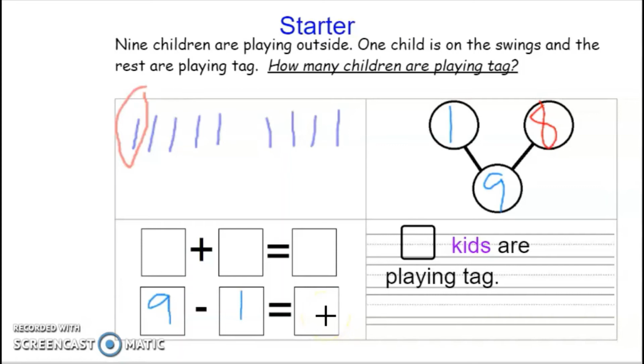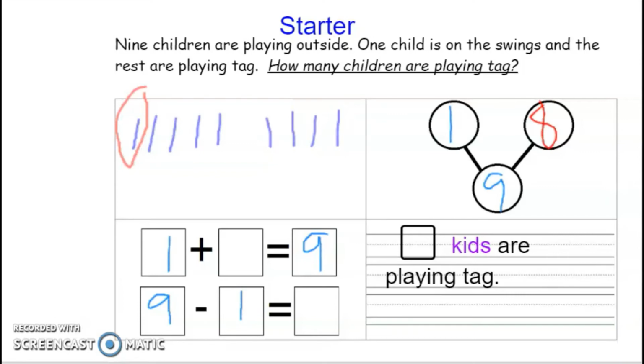Moving on to our addition sentence, we can also use the story to help us solve it. So if we know that there are already 9 children playing outside, I'm going to fill in my total or my whole in my addition sentence. And I know that 1 child is on the swing. Great. So now we have a missing part in our addition sentence, and we have a missing solution in our subtraction sentence. Based on our picture, how many kids were playing tag?